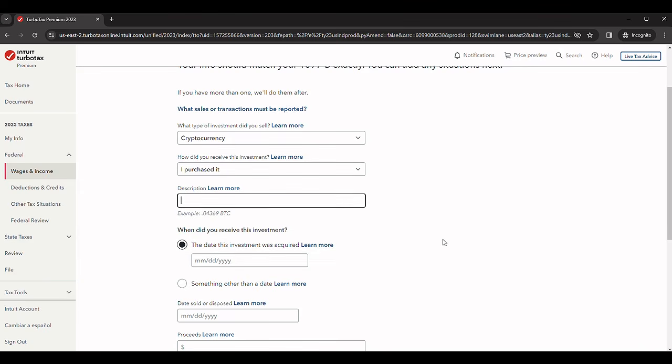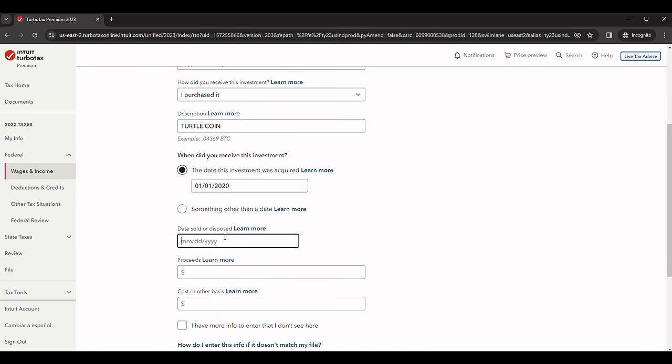Description, BTC. You know what? Let's make it Turtle Coin. When did you receive this investment? They're asking you, when did you buy it? When was it acquired? Let's just say, we'll make it January 1st of 2020. Let's make it long term.